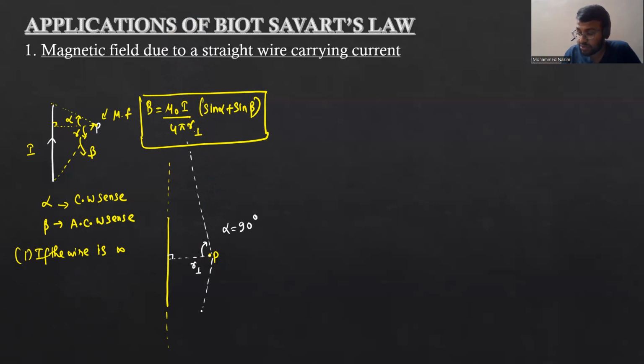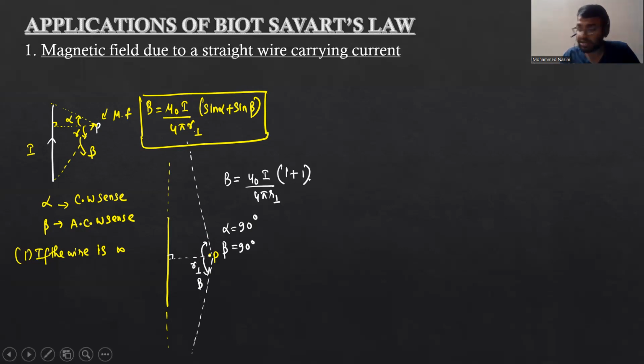Similar is the case with beta. If the wire is going up till infinity, this angle is also going to be 90 degrees. What is the magnetic field then? What is the magnetic field formula? The magnetic field is going to be mu naught I divided by 4 pi into R perpendicular, into sine alpha plus sine beta. Sine 90 degrees is 1 and sine 90 degrees is also 1. Therefore, this is going to be mu naught I divided by 4 pi R perpendicular into 1 plus 1, which becomes 2.